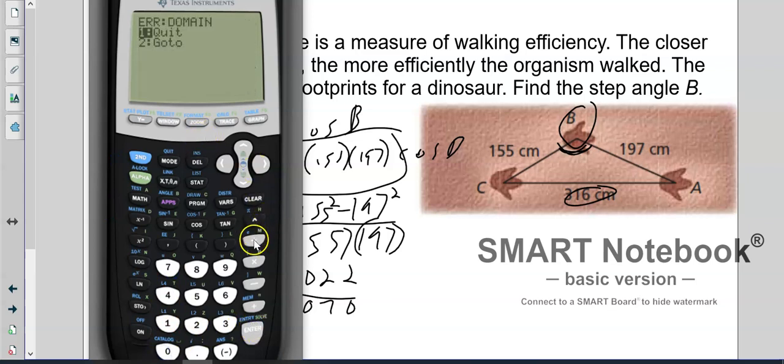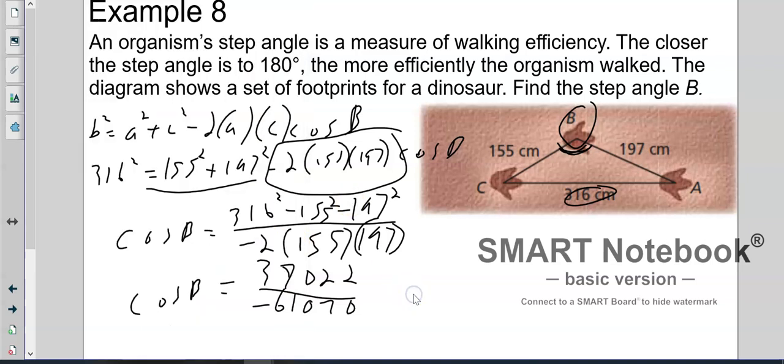And I made a mistake somewhere. Let's see. It was that parentheses. I don't want the parentheses there. And there we go. 127.3, because the 1 tells the 3 to stay the same. So angle B is 127.3.